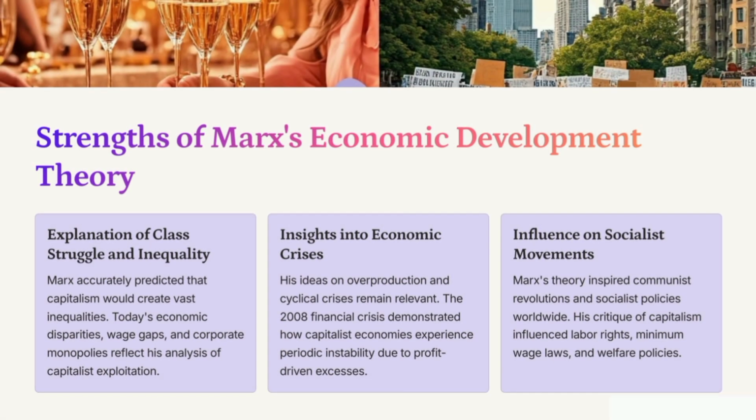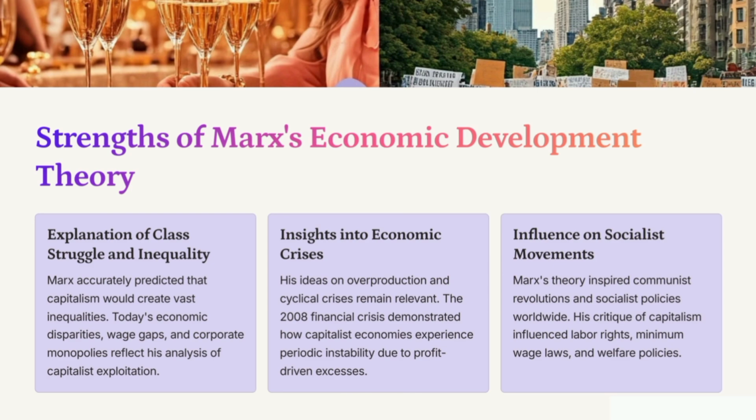Strengths of Marx's economic development theory. Explanation of class struggle and inequality. Marx accurately predicted that capitalism would create vast inequalities. Today's economic disparities, wage gaps, and corporate monopolies reflect his analysis of capitalist exploitation.